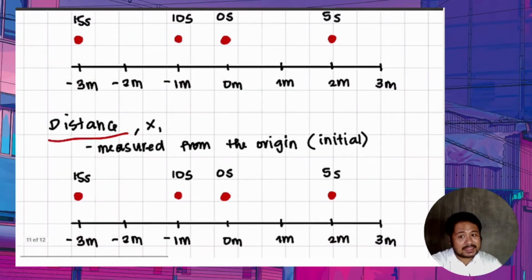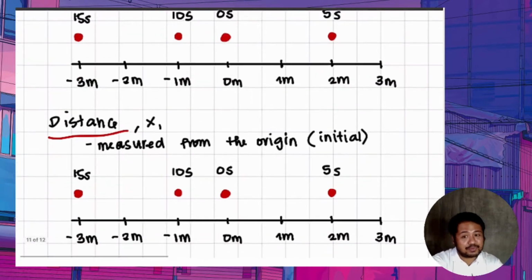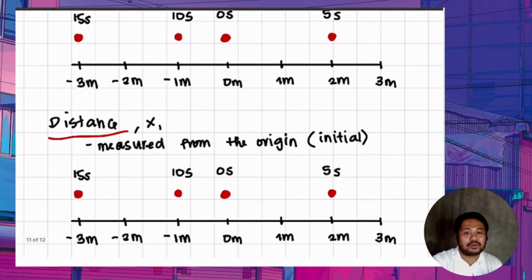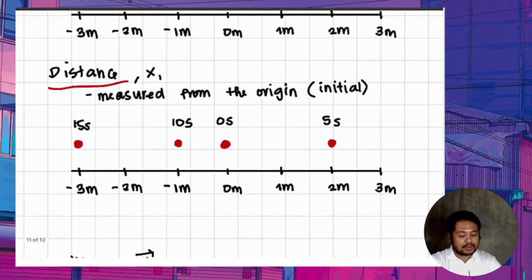We denote distance as x first. It is measured from the origin or from the initial point. So let's say at t equals 0 seconds, obviously, that is our initial point, at 0 meters. That's our origin. And after such time, let's say 5 seconds, it is now seen at this point. Now, it is at 2 meters.